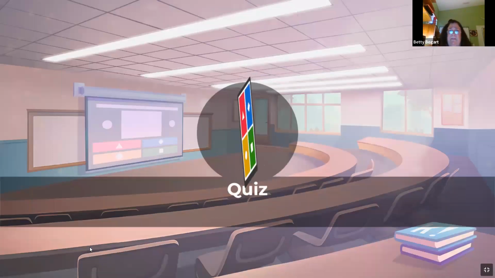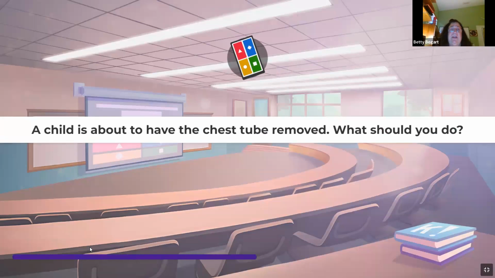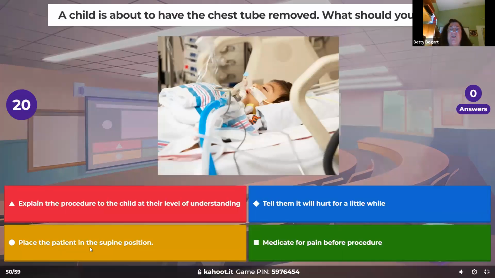A child's about to have the chest tube removed. What should you do? You know, with cardiac surgery, they have 2, 3, 4 chest tubes put in their chest after surgery. And once they stop draining fluid, we take them out.